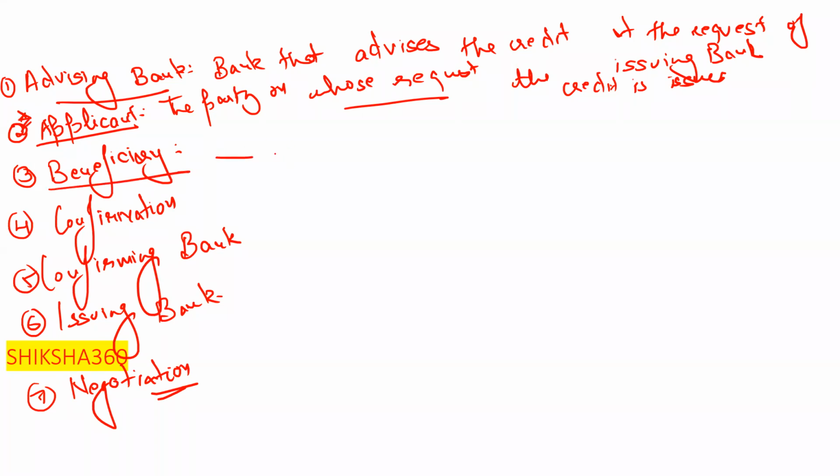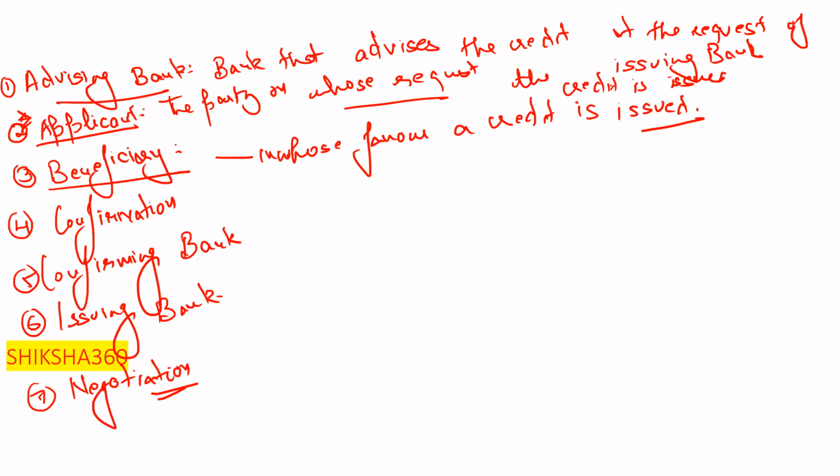Beneficiary is basically that party in whose favor a credit is issued. Clear? The party in whose favor a credit is to be issued is known as the beneficiary. Next one is the confirmation.